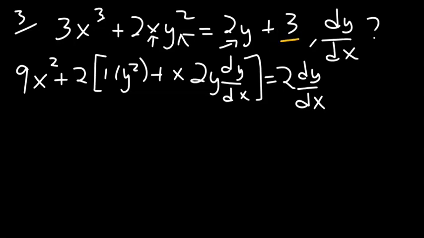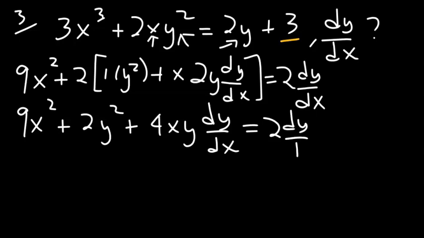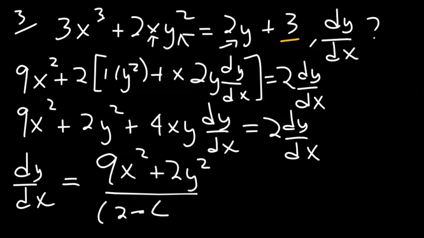And differentiating 3 with respect to x is just 0 because 3 is a constant. Let's rewrite the above equation: 9x squared plus 2y squared plus 4xy dy/dx equals 2 dy/dx. Now we can solve for dy/dx. And when you solve for dy/dx, you get (9x squared plus 2y squared) over (2 minus 4xy). And that's the answer.